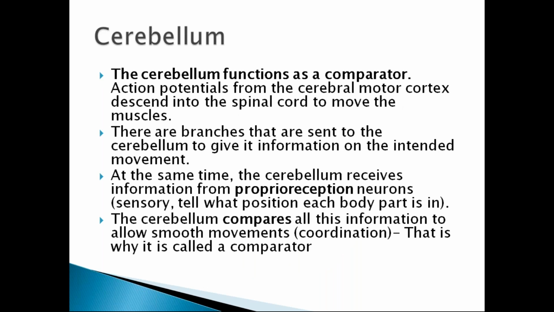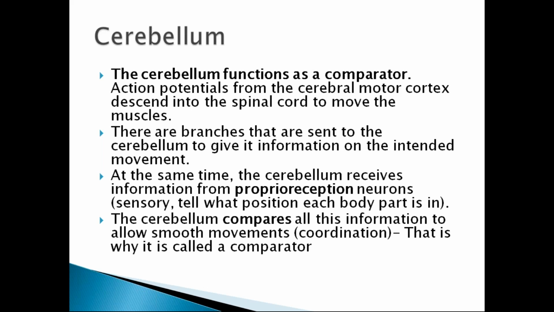The cerebellum functions as a comparator. Action potentials from the cerebral motor cortex descend into the spinal cord to move the muscles. There are branches that are sent to the cerebellum to give it information on the intended movement. At the same time, the cerebellum receives information from proprioception neurons. Sensory, they tell what position each body part is in.